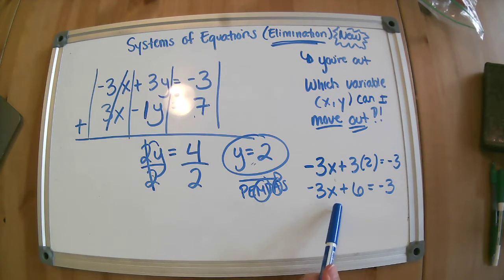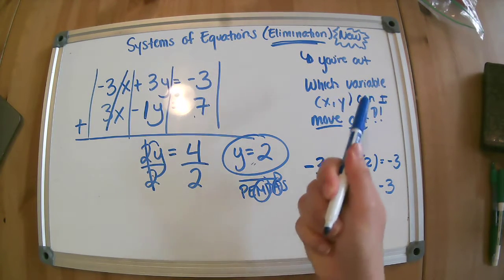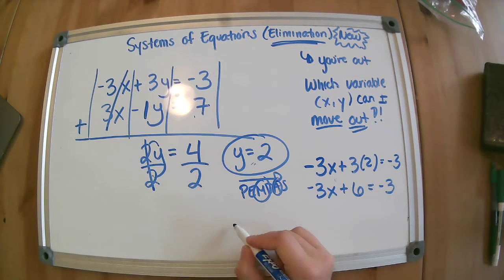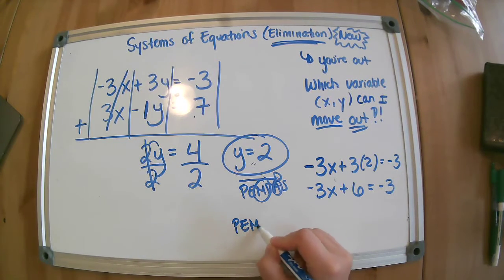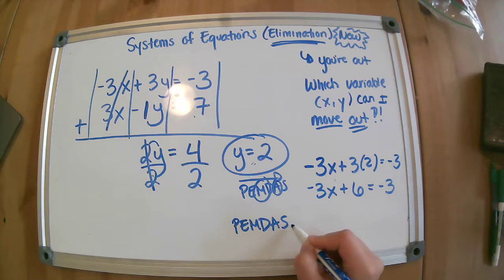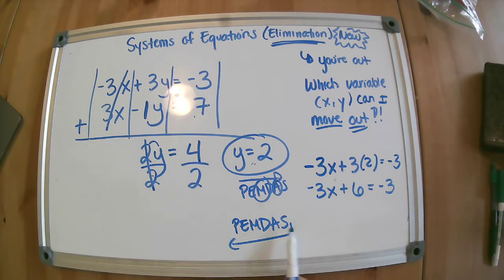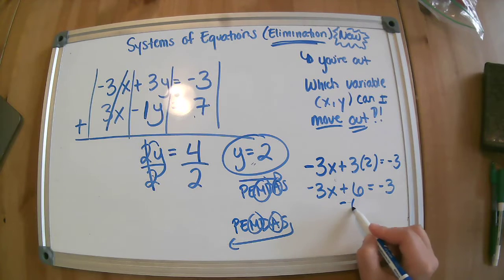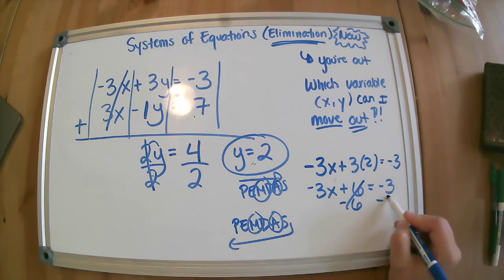Now, because we're trying to get x by itself, we're trying to move some stuff out, we have to do reverse PEMDAS. If we're going in this direction, we see that we have addition here, and we have this multiplication between negative 3 and x. In this direction, addition has to happen first. So we're going to address this plus 6 by subtracting on both sides.